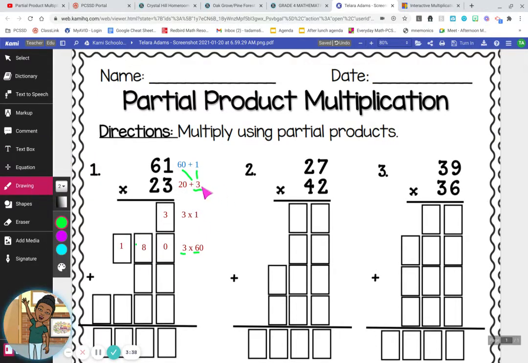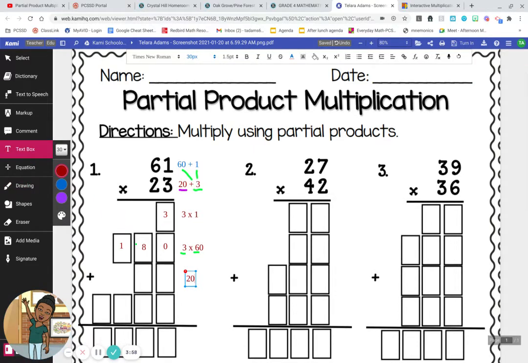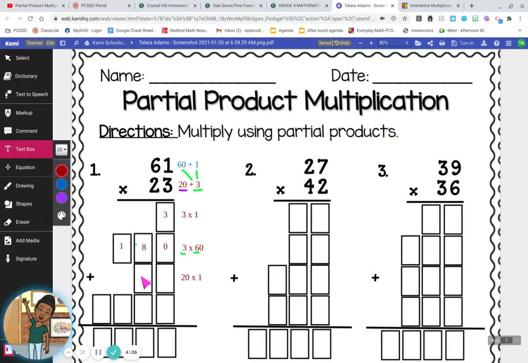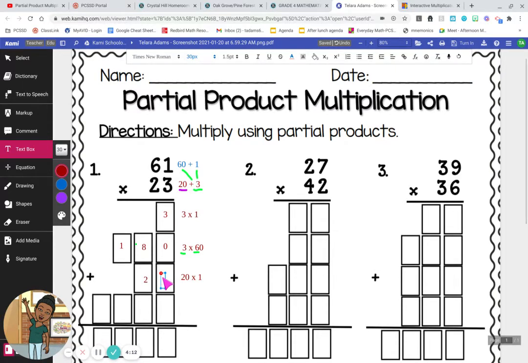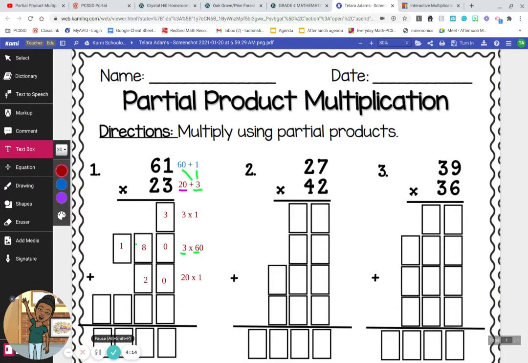Now, I've multiplied my ones, my 3, by the ones place in 61 and the tens place. Sorry about that. Now I'm going to look at my 20. I also need to multiply it by my ones and tens. I'm going to show my thinking. 20 times 1. And what is 20 times 1? Let's think, 1 times 2 equals 2. And we're going to, of course, add our 0. Okay, ladies and gentlemen, so I multiplied 20 times 1.